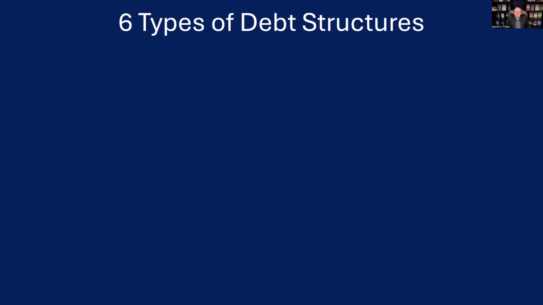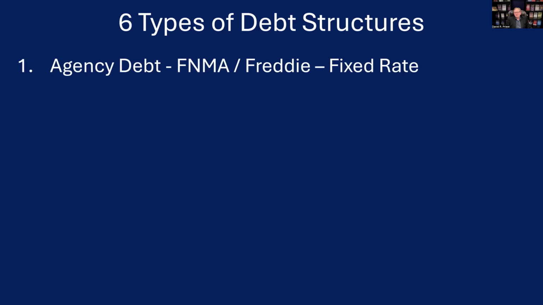Understanding these debt structures is probably one of the most important things in real estate. So let's talk about loans. Agency debt, Fannie Mae, Freddie Mac, fixed rate. This is, in my opinion, the safest type of debt to have on a loan, because Fannie Mae and Freddie Mac really do very strict underwriting. It's difficult to qualify for these loans.